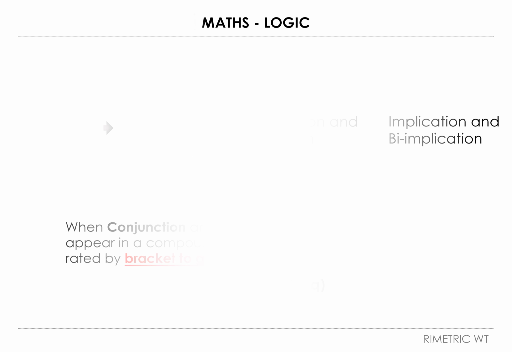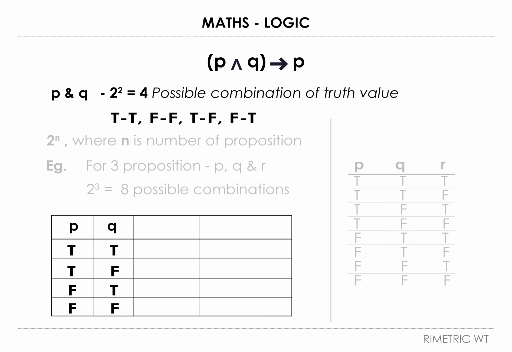Coming back to our example, the brackets tell us clearly to evaluate the AND statement inside the parentheses before we move on to the if-then part. Hence, let's fill in our third column for P and Q. As we practiced before, a conjunction is only true if both parts are true. So for our first row, we get true. But for every other row where there's at least one false, the result is false.